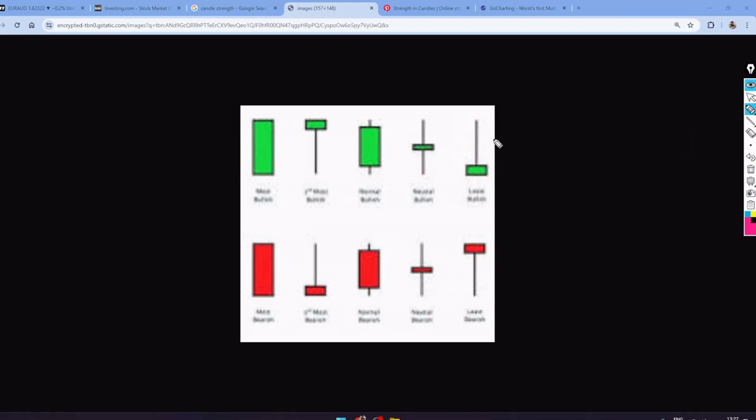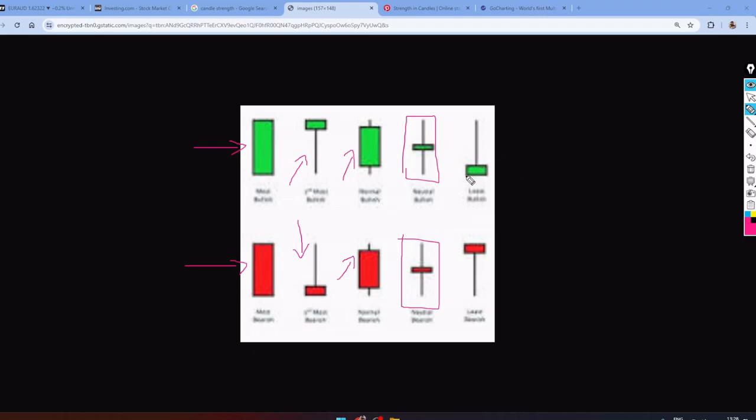So understand this. We have five different pictures here. This is a pure buying candle, pure buyers, and this is pure selling, pure sellers. This is a buying pressure candle. This is a selling pressure candle. This is a normal buying candle, and this is a normal selling candle. And this one is where buyers and sellers are equal. They are fighting each other. We don't know what will happen next, whether it will go up or down.